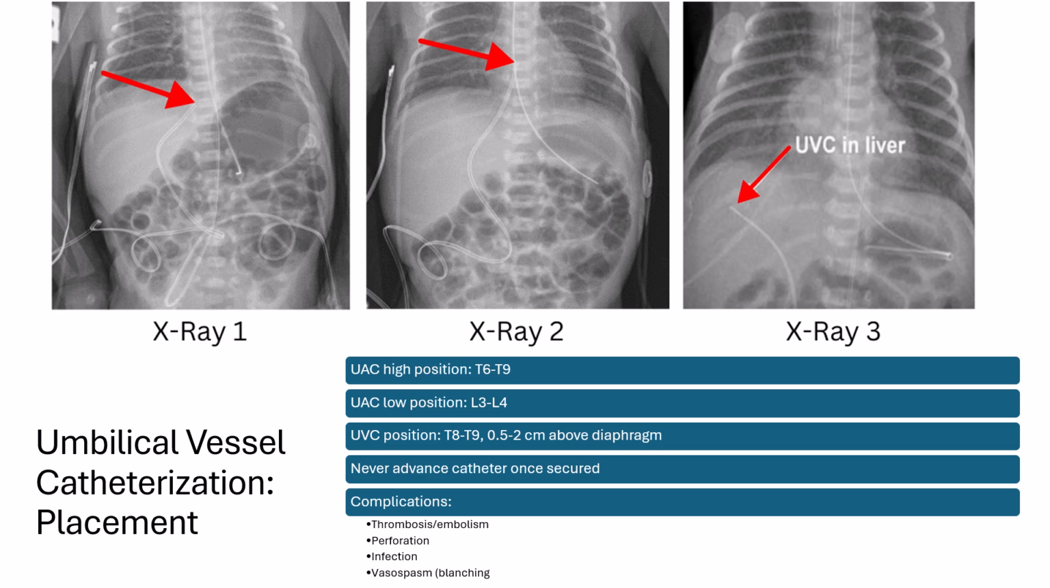Complications include thrombosis, embolism, vessel perforation, infection, and vasospasm leading to blanching of the extremities. Malposition can cause hypertension, renal ischemia, or necrotizing enterocolitis.